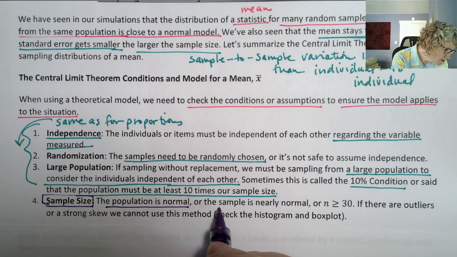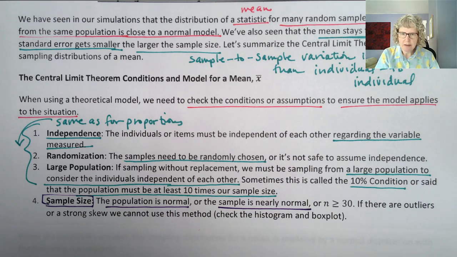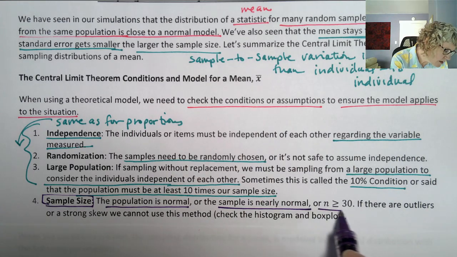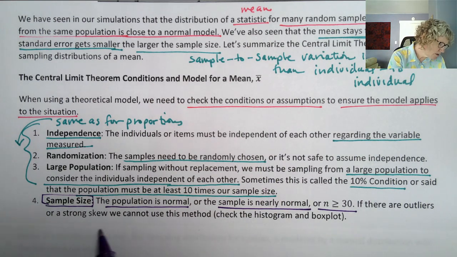Or we can check our sample. We check that our sample is nearly normal. It won't be perfect, but we can check that it looks roughly normal. Or if n is greater than or equal to 30. Okay, so three different ways we could meet this one. Now, if there are outliers or a strong skew, we cannot use this method.